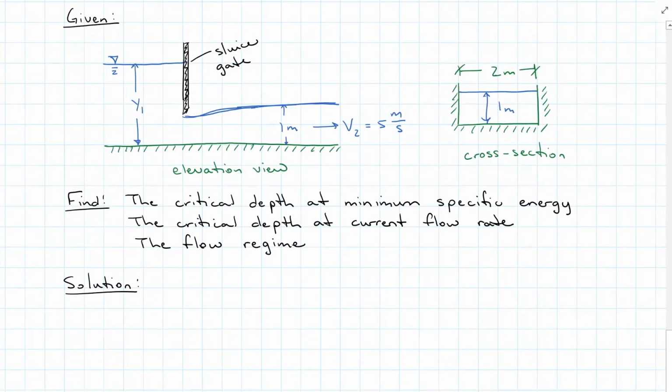This time we're given a channel with a sluice gate. So the sluice gate is there to force a different flow regime. So I have a depth of Y1, and then downstream I have a depth of 1 meter. I have a velocity downstream of 5 meters per second, and my cross section is rectangular with a depth of 1 meter and a width of 2 meters downstream of the sluice gate. I wish to find the critical depth at minimum specific energy at the current flow rate, and then I want to name the flow regime. All right.